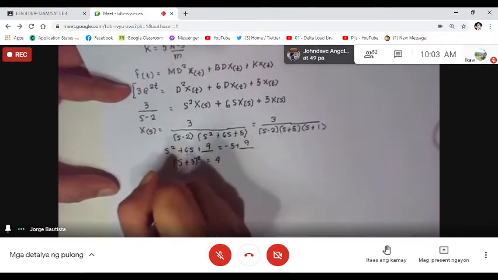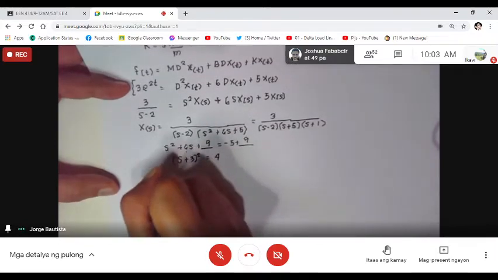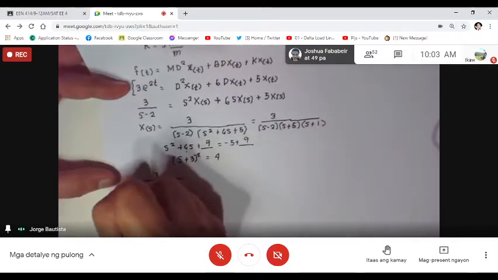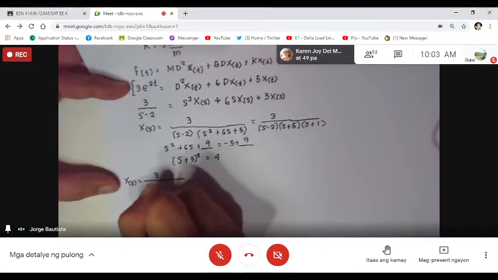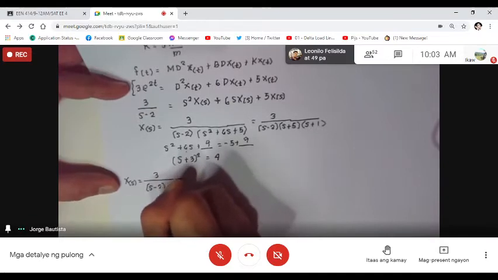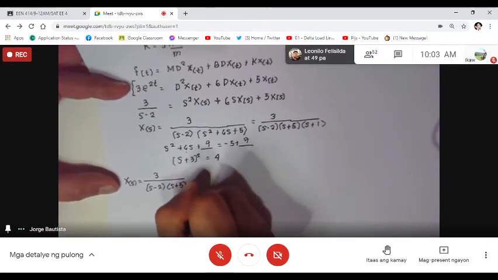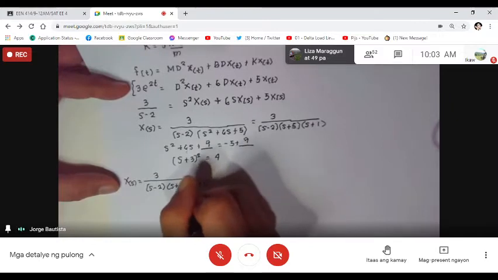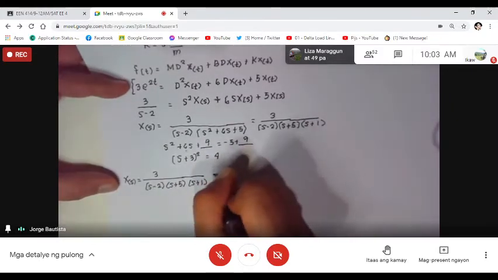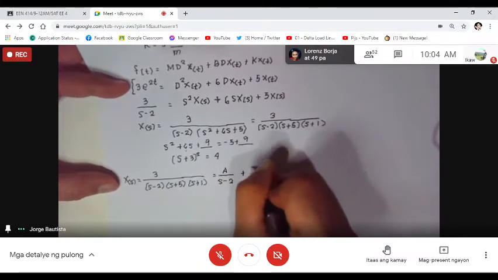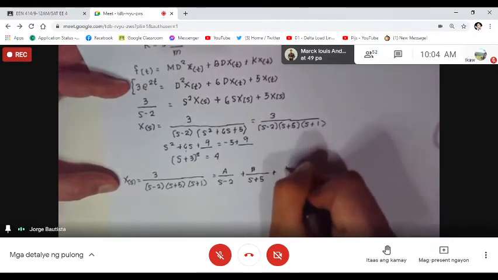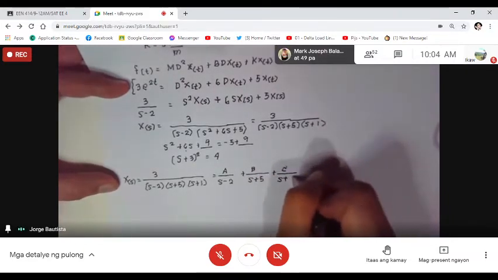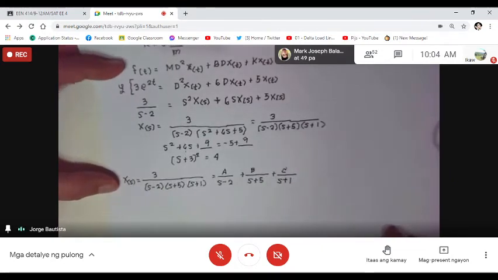So, that is 3. Dito na lang. So, that is 3. X of s yan na. X of s. So, that is s minus 2, s plus 5, s plus 1. And that is equal to A over s minus 2 plus B over s plus 5, then plus C over s plus 1. Okay?